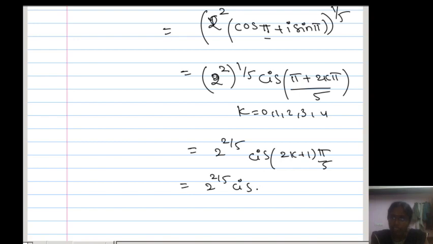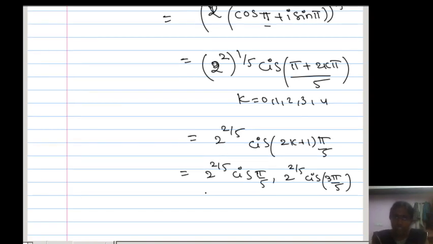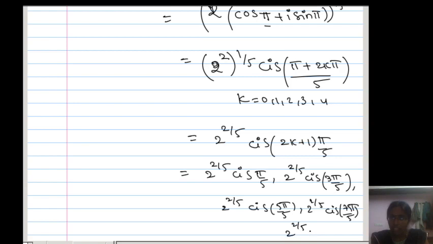What are they? 2 power 2 by 5 cis of, when k is equal to 0, 5 by 5. Next 2 power 2 5 by 6 of, if k is equal to 1, that means 2 plus 1, 3 5 by 5. Next, if k is equal to 2, what happened? 2 power 2 5 by 6 of 5 by 5. If k is equal to 3, then 7 5 by 5. If k is equal to 4, then 9 5 by 5.